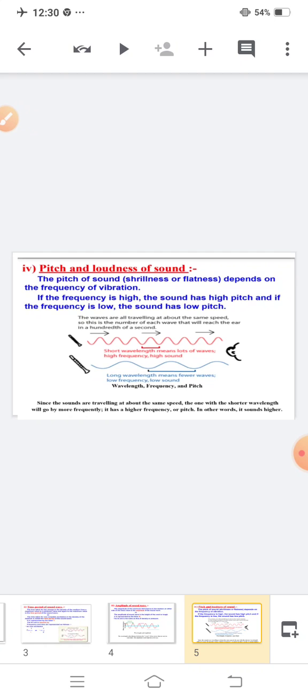If the frequency is high, your pitch will be high, and if your frequency is low, your pitch will be low. So the pitch of the sound, its shrillness or flatness, depends on the frequency of the vibration. If the frequency is high, the sound has high pitch, and if the frequency is low, the sound has low pitch.